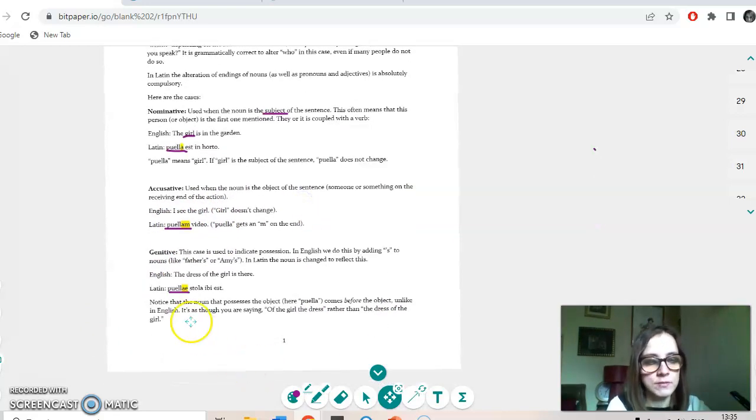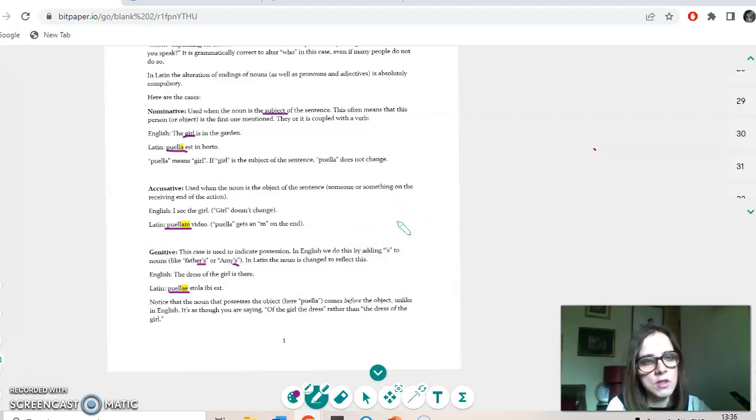Next we have the genitive. Now the genitive is a new case. The genitive is how we describe possession. In English, the way we describe possession is very easy. We just add an apostrophe S, so it's kind of cheating when you think about it. They do a similar thing in German where they just add an S, not even an apostrophe.